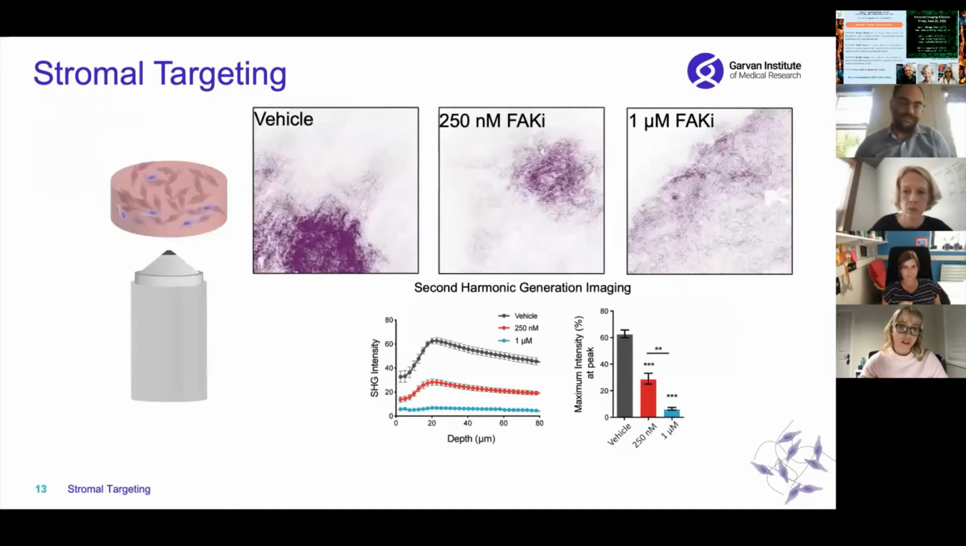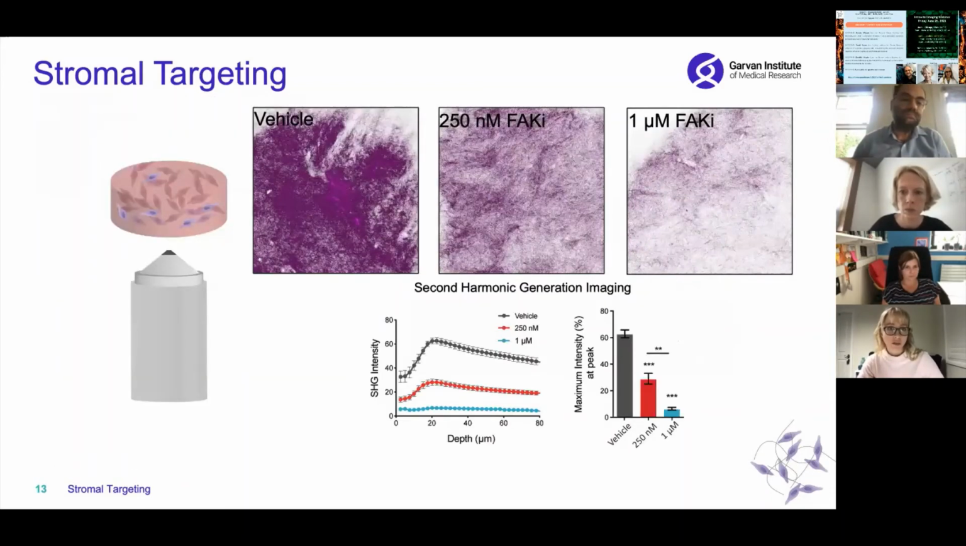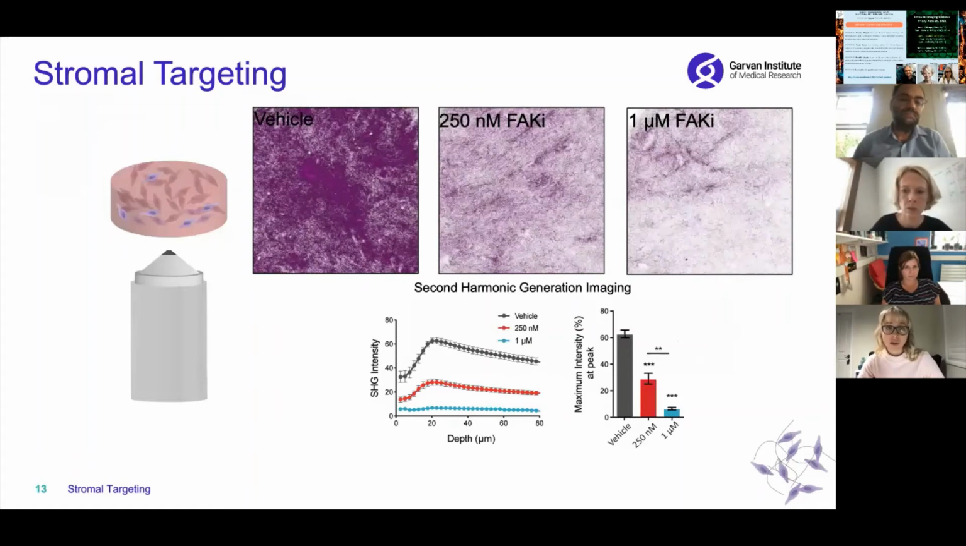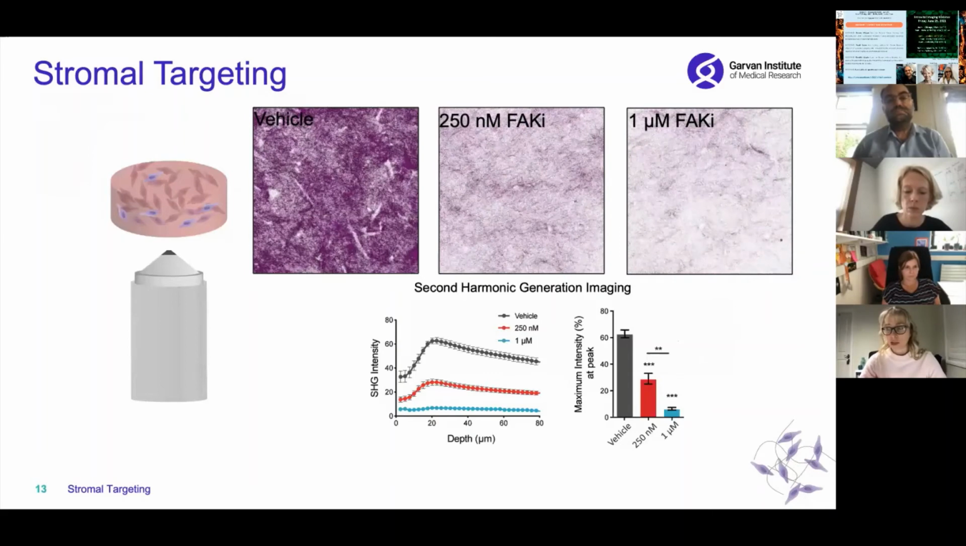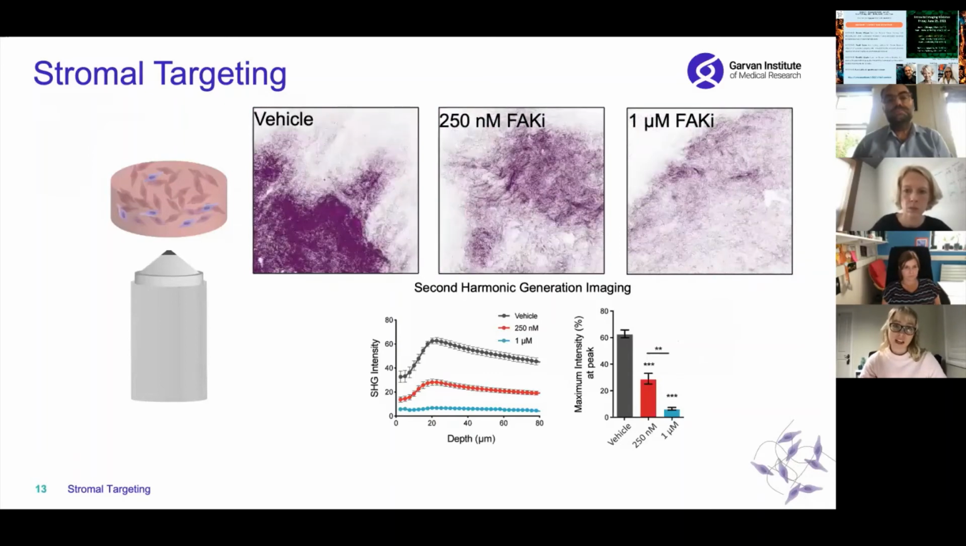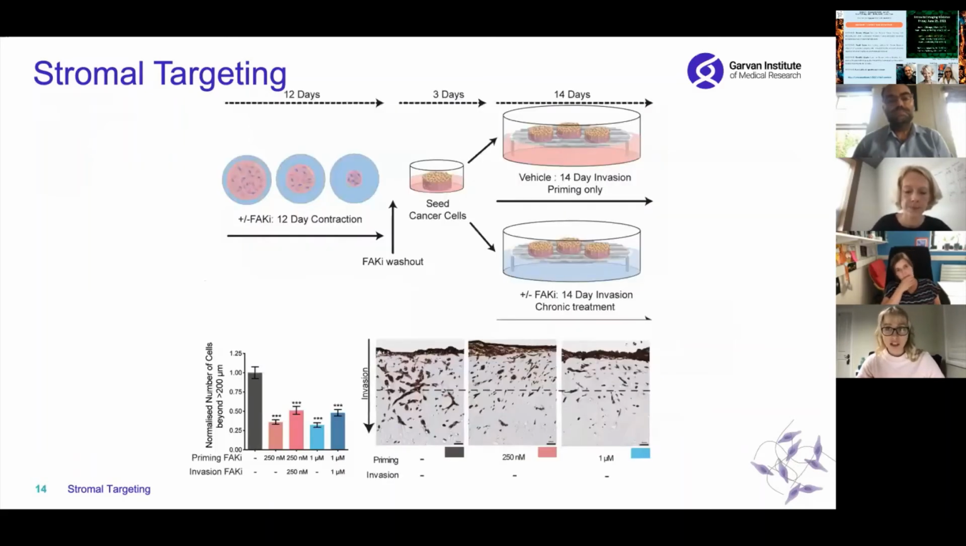When we looked in the microscope at second harmonic generation and the levels of cross-linked collagen within these matrices, we saw that our FAK inhibitors, as we expected, were reducing the amount of fibrosis within these matrices. If we then take our KPC cells, seed them onto these contracted, or in the case of the FAK inhibitor matrices, not very well contracted matrices, move these onto grids and allow the cells to invade, what we see here is that this priming regime, as we call it, or stromal targeting, significantly reduces KPC cell invasion into these matrices.